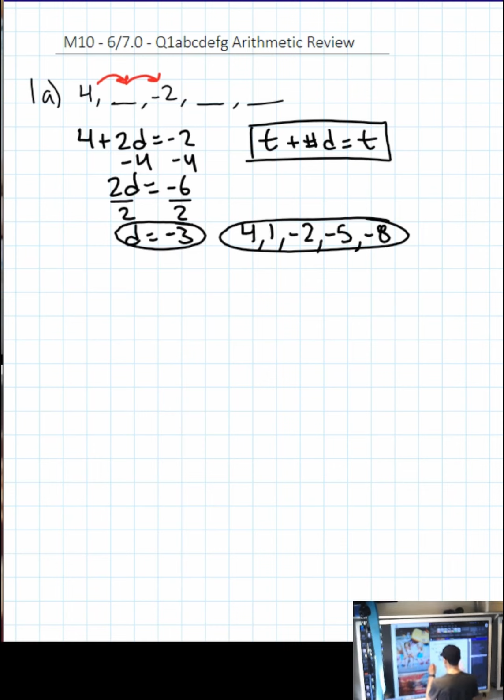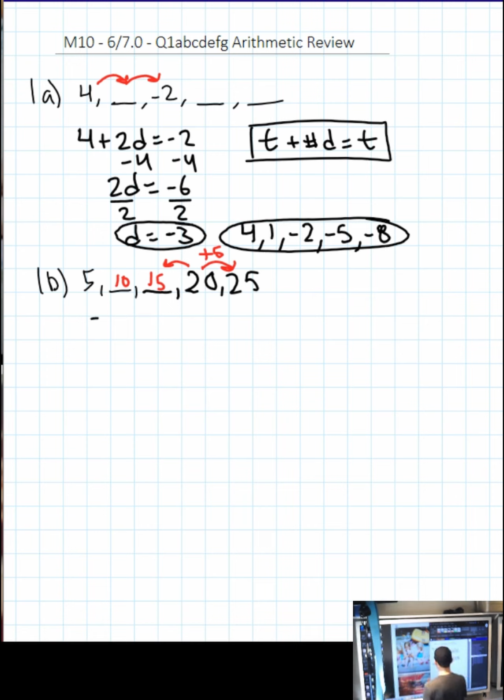Okay, we have 1b. So we have 5, blank, blank, 20, 25. This time we know that the terms just go up by 5, so we can simply go back by minusing 5. 15, minusing 5, 10, minusing 5, done.